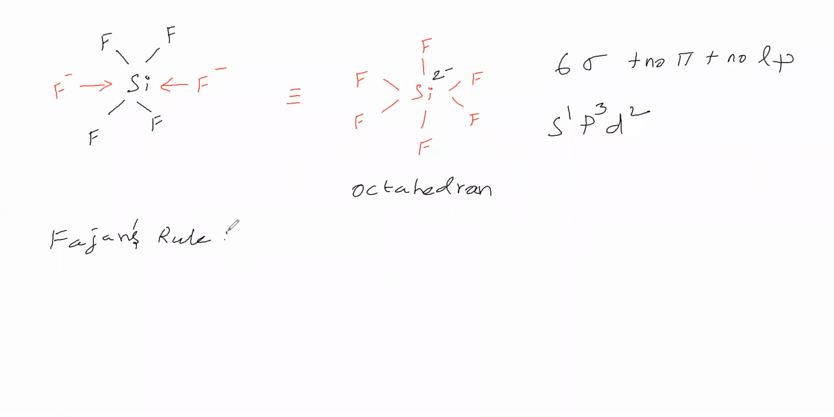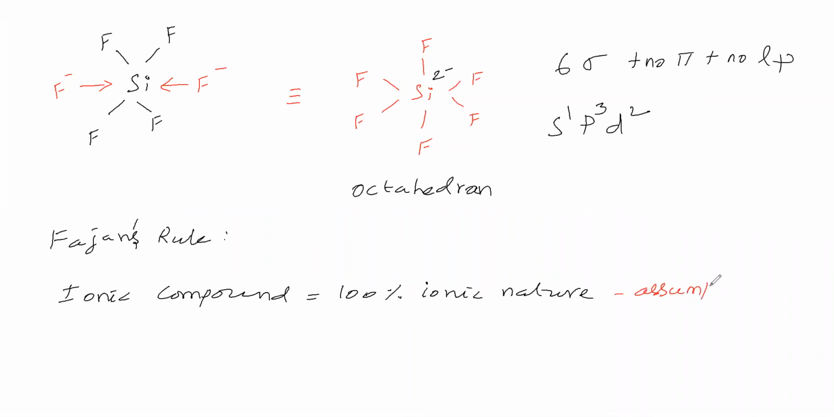Now we will take an ionic compound. This ionic compound has how much ionic nature? 100% ionic nature. Like that we will consider. That is an assumption. So as per this assumption, the ionic compound has 100% ionic nature. So as per this assumption, we will proceed.